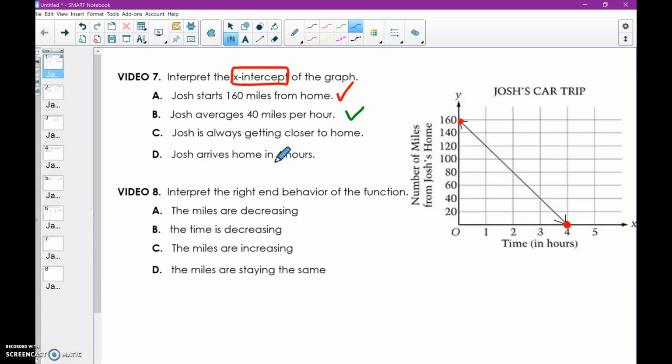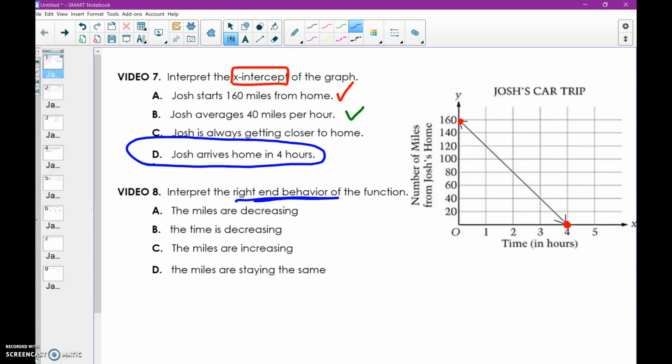Josh arrives home in 4 hours. Here's the thing I want. My x-intercept is at 4 hours. That's when he stops driving because he's reached home. So this is the one that the x-intercept is about. Even though those other ones are true, they have nothing to do with that specific part that they're asking about.